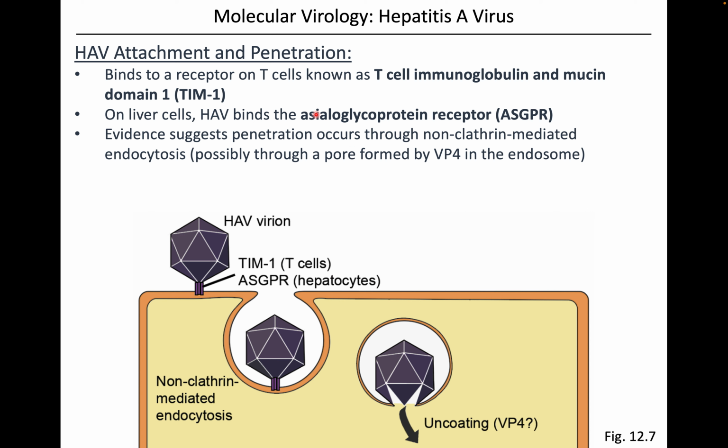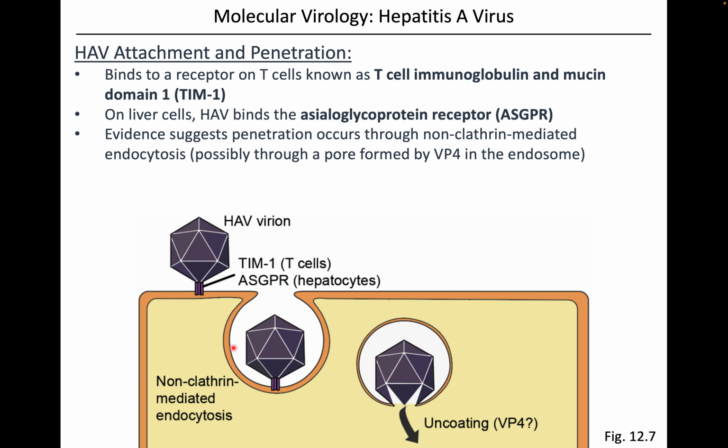So it's got different receptors for those 2 cell types: on T cells it's called TIM1. It's this long name, T cell immunoglobulin and mucin domain 1, versus on the liver cells, it's ASGPR. We'll just stick with the abbreviation there. So we get that binding at the cell surface. I don't believe it's known exactly what on the virion is interacting with those receptors, but clearly there's some interaction there, presumably maybe with the capsid protein itself.